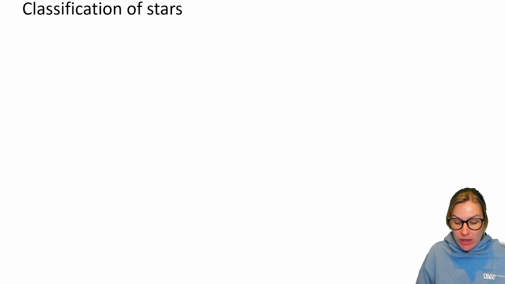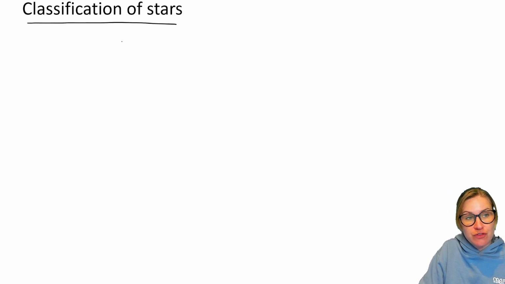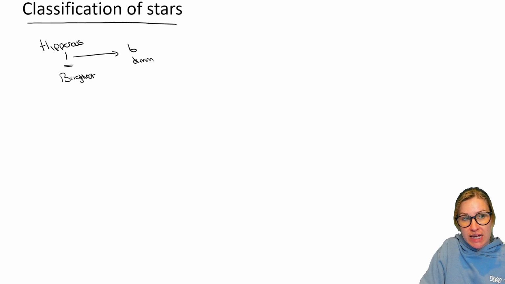Okay, in this video, we're going to do a quick overview of the classification of stars. Stars were first classified by Hipparchus, who had a scale that went from 1 to 6. It's called the Hipparchus scale. He said that class 1 stars, when he observed from Earth, were the brightest stars in the sky, and class 6 stars were the dimmest that he could see with his eye in the sky.